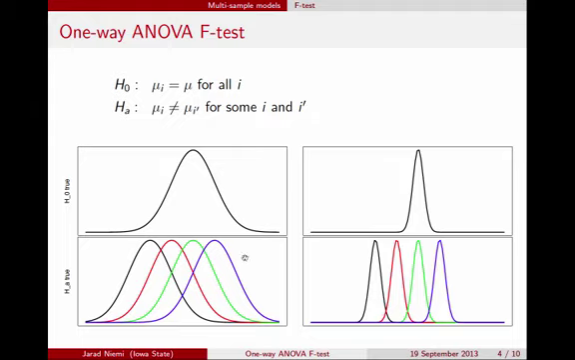Now, there's nothing about the hypothesis that says that shift has to be exactly the same like I've depicted here. Again, all the alternative is saying is that at least one of the groups has a different mean.